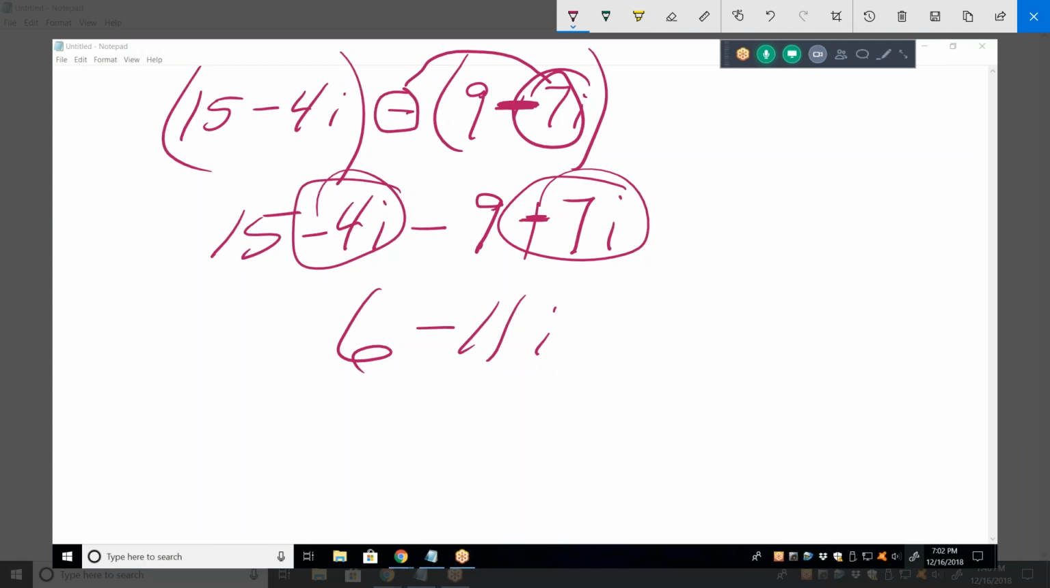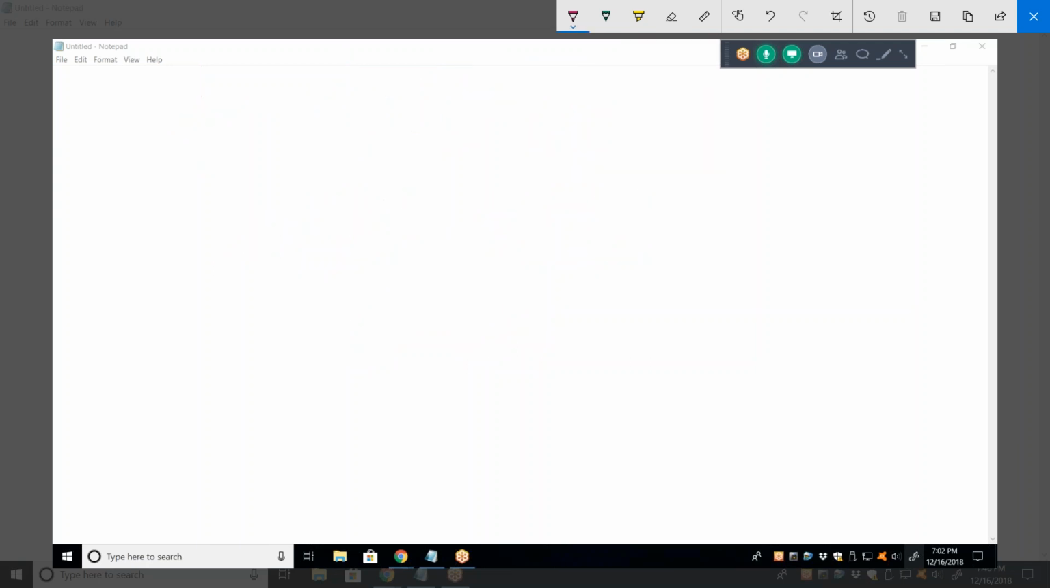So if it is a subtraction problem, make sure you subtract the reals and the imaginaries. Or an addition problem, same thing. Multiplication's a little different. You just FOIL them. Division is the only thing that's really unique when you're dividing a complex number by another complex number. If you have one of those, let's definitely do one of those.